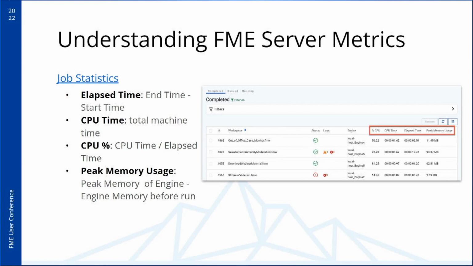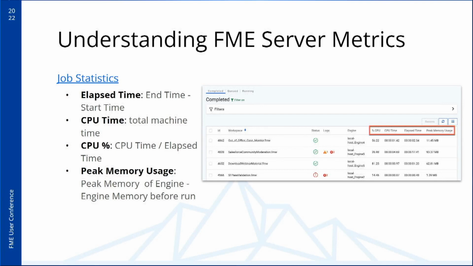CPU percentage is the one where I think it's confusing, because you would think CPU percentage is the amount of CPU you're using. However, it's not. It is CPU time divided by elapsed time. So what you're looking for here is a high number. You want to make sure that the time your job is running, the machine is actually processing it, and you're not waiting for data to arrive or having latency issues.